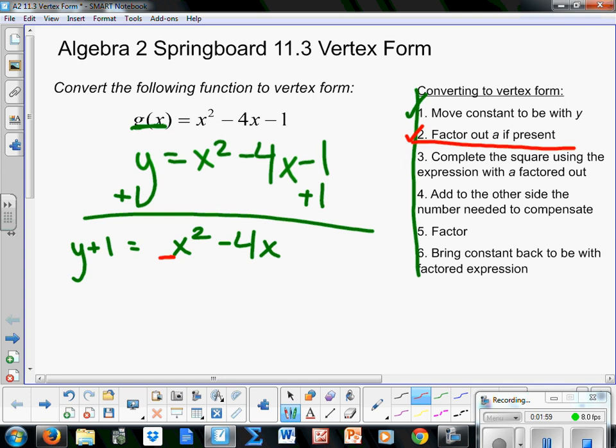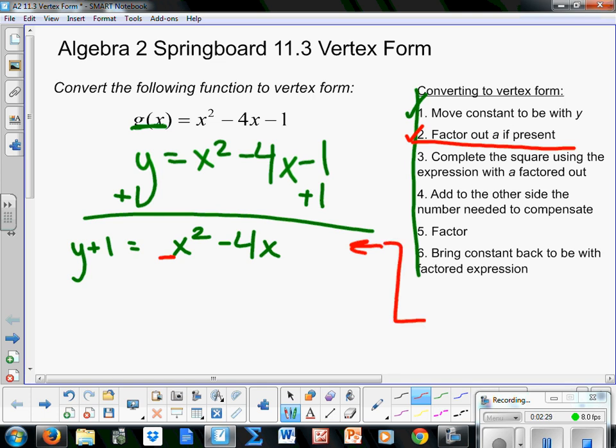Step 3 is complete the square using the expression with a factored out. Well, we didn't factor out our a, so we're going to use this expression here and complete the square. Just a reminder, if you need to go back to the last video from 9.1 and 9.3, that will have information about completing the square. If you want to review that, you can do that. Here we're just going to do the process. If you need some more steps with that, please go back to the other video.